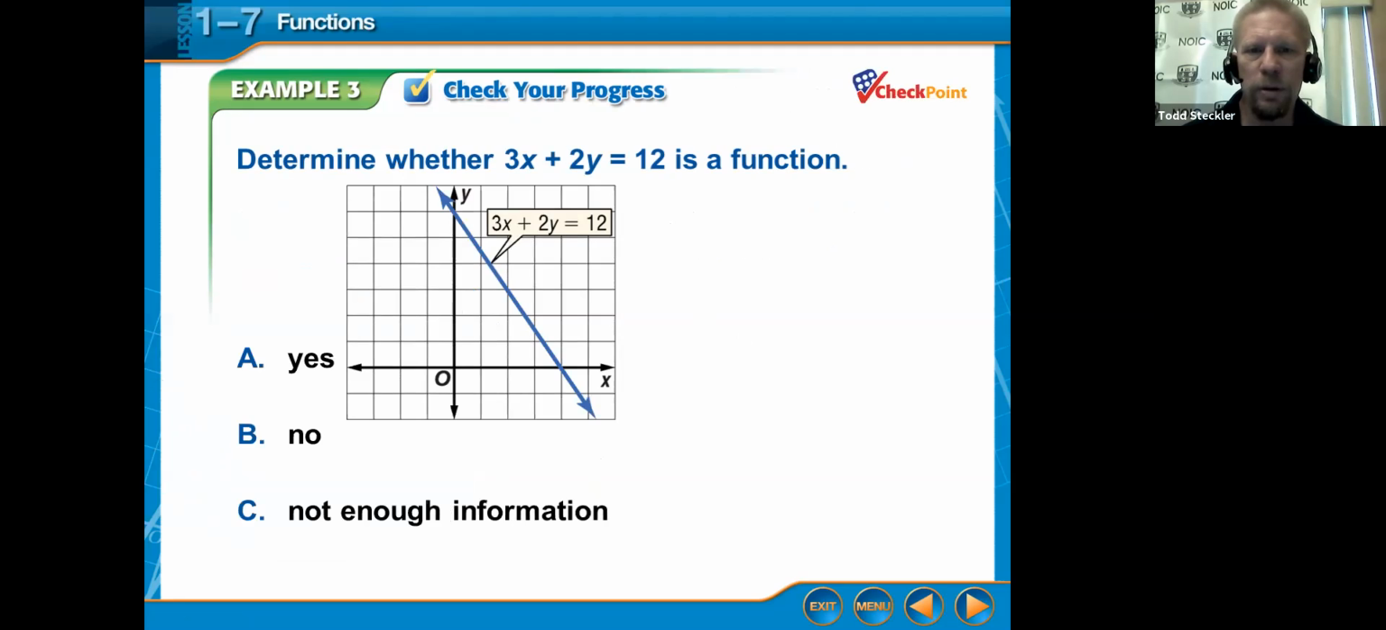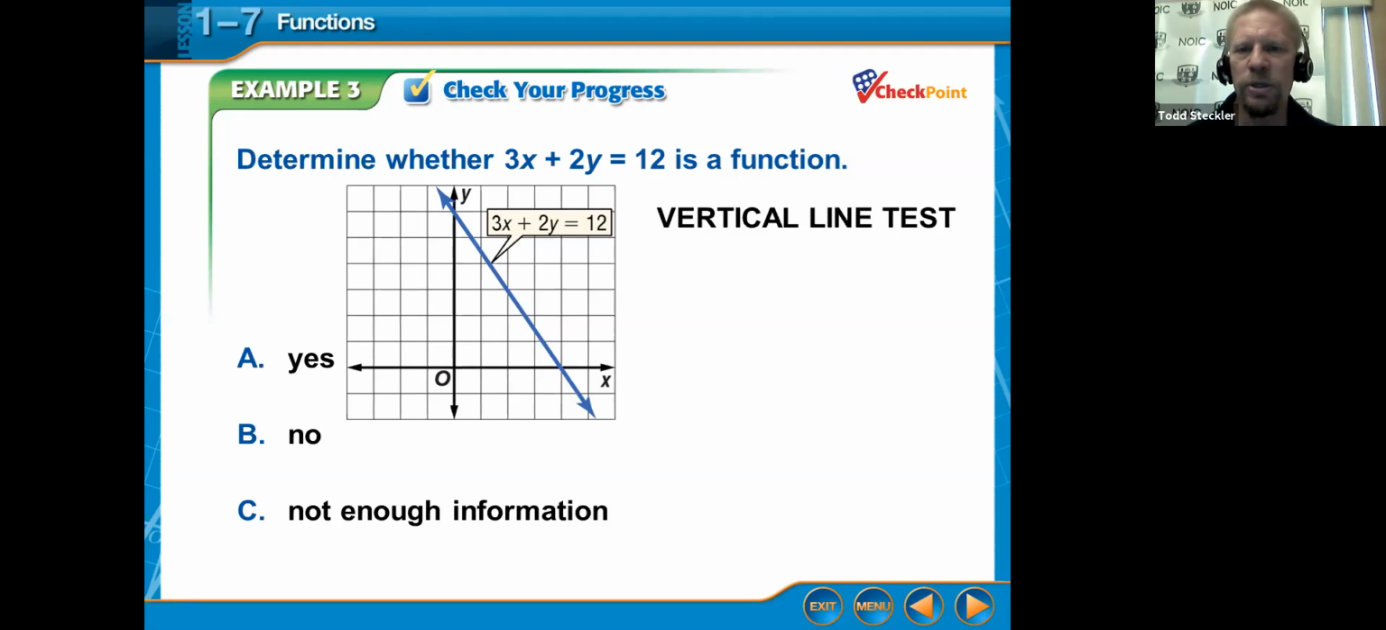Determine whether the equation 3x plus 2y equals 12 is a function. This equation is called a linear equation because the graph is a line. And so we're going to look at something called the vertical line test.